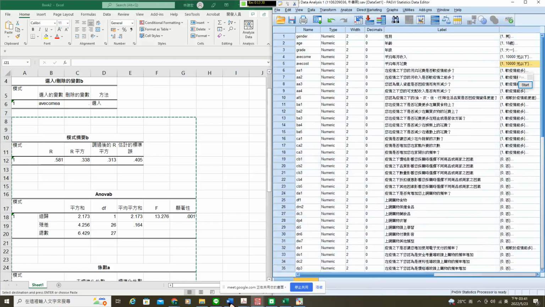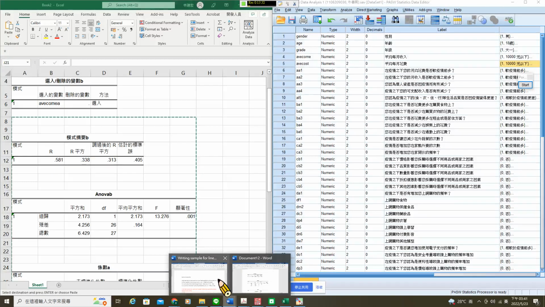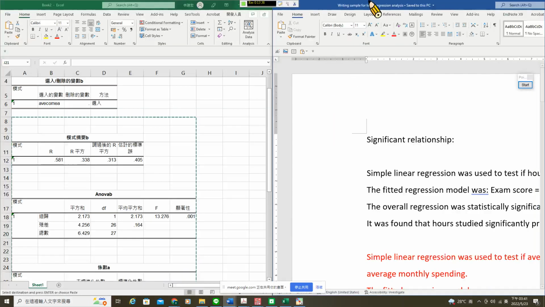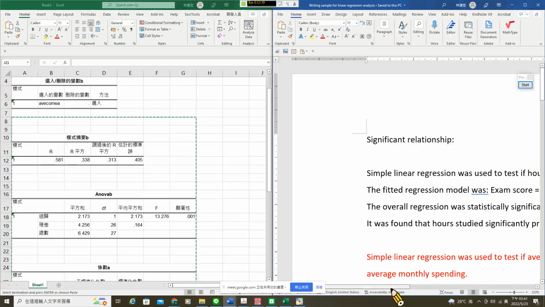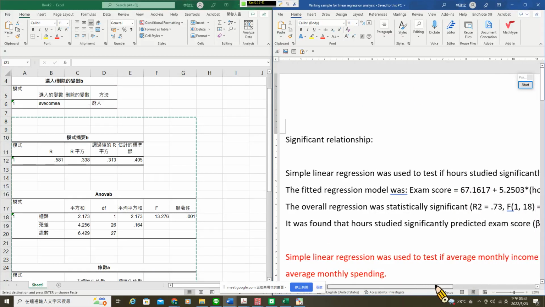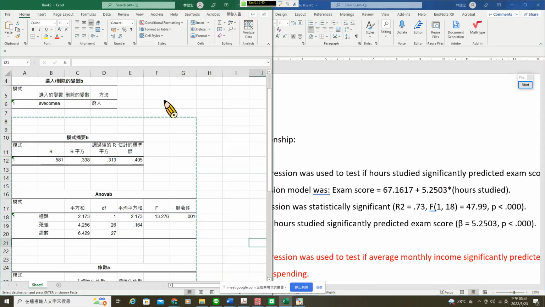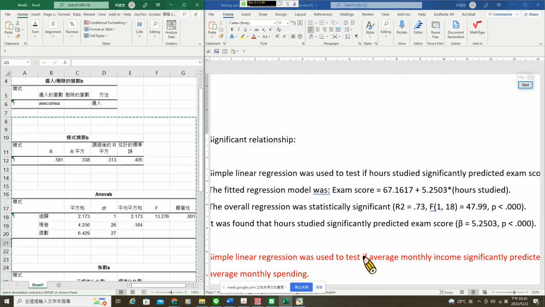And I will pop up the writing sample for you to report what we should need to. Okay, so when we try to identify the relationship between independent variables and dependent variables, actually we try to understand whether there is a significant relationship between x and y, right? So let's see this one.